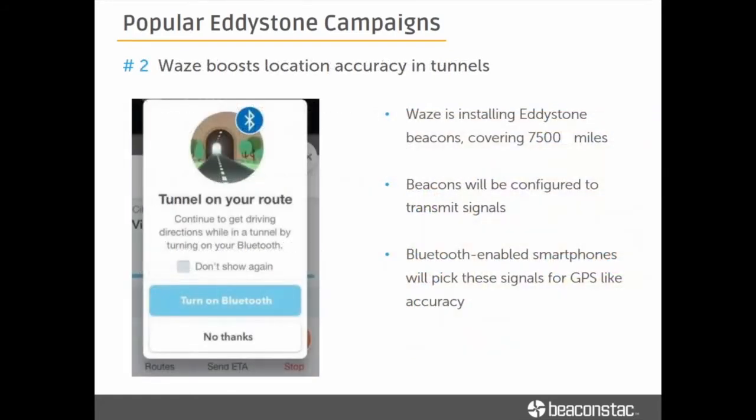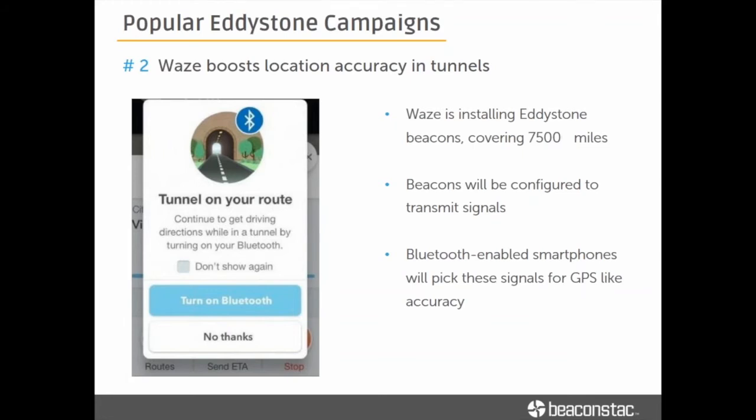The next one is an example from Waze. As part of their beacons program, Waze aims to install Eddystone beacons in the tunnels that the company has in its database. This comes to around 7,500 miles around the world. The beacons in this case will be configured to transmit signals to Bluetooth-enabled smartphones on the user end, thus taking over the role played by GPS.